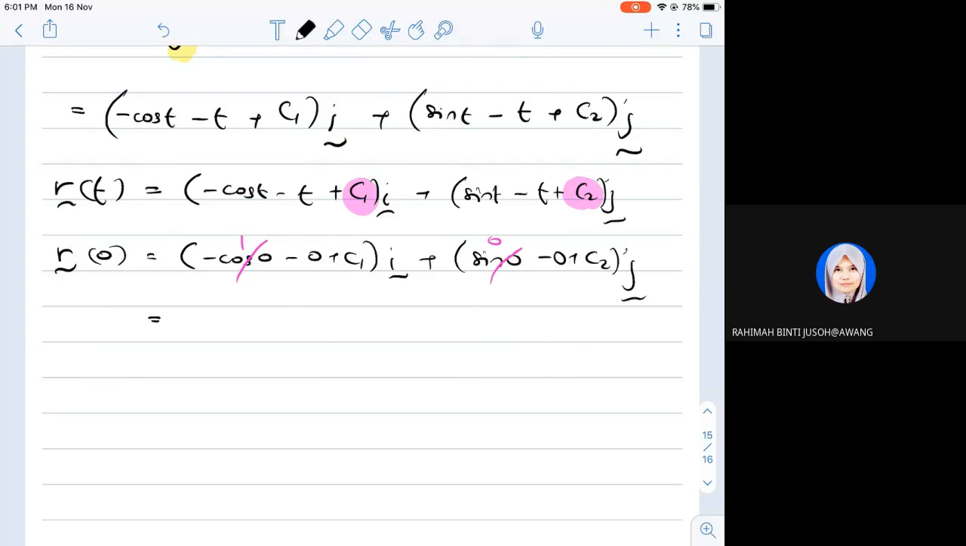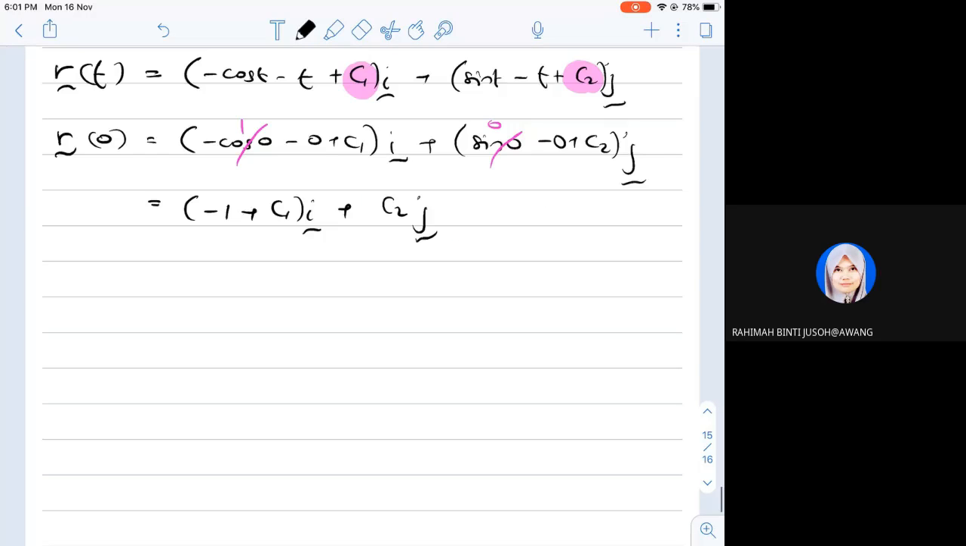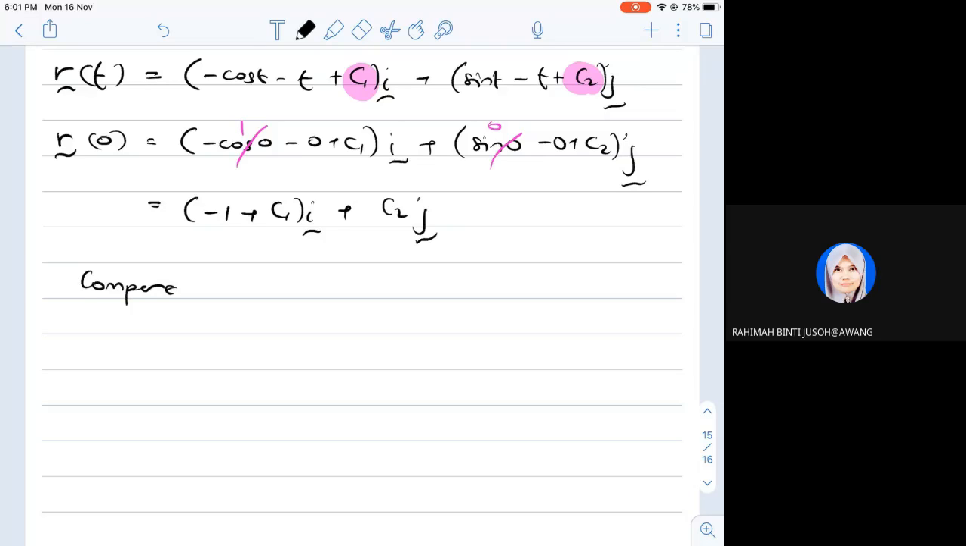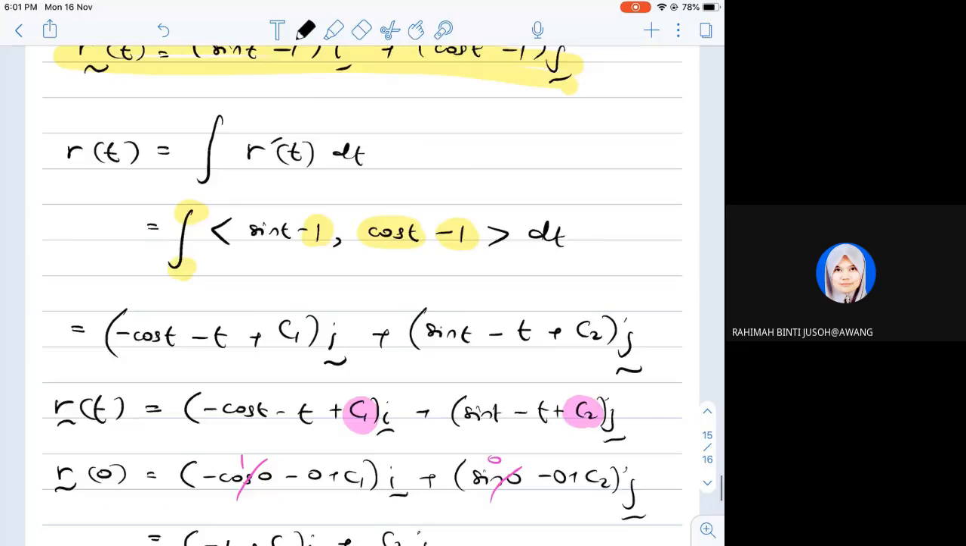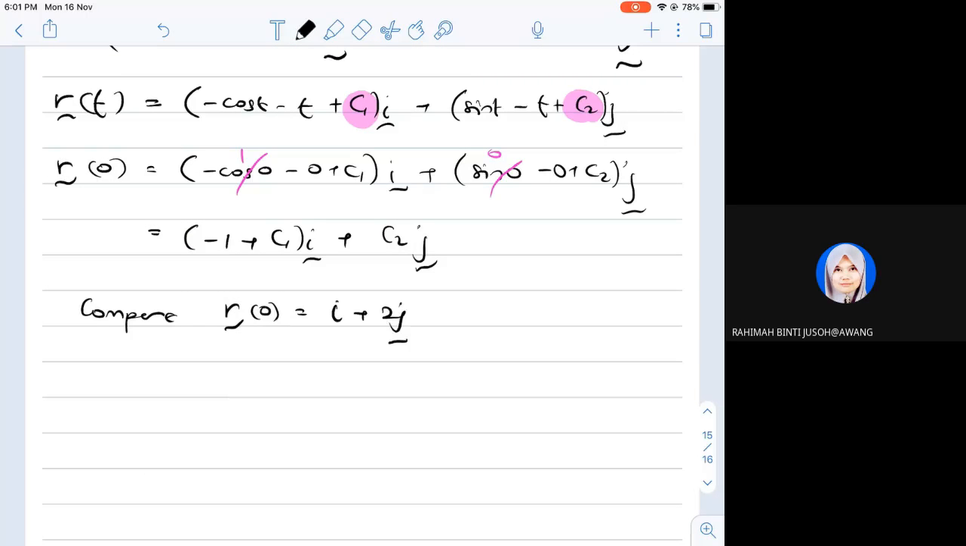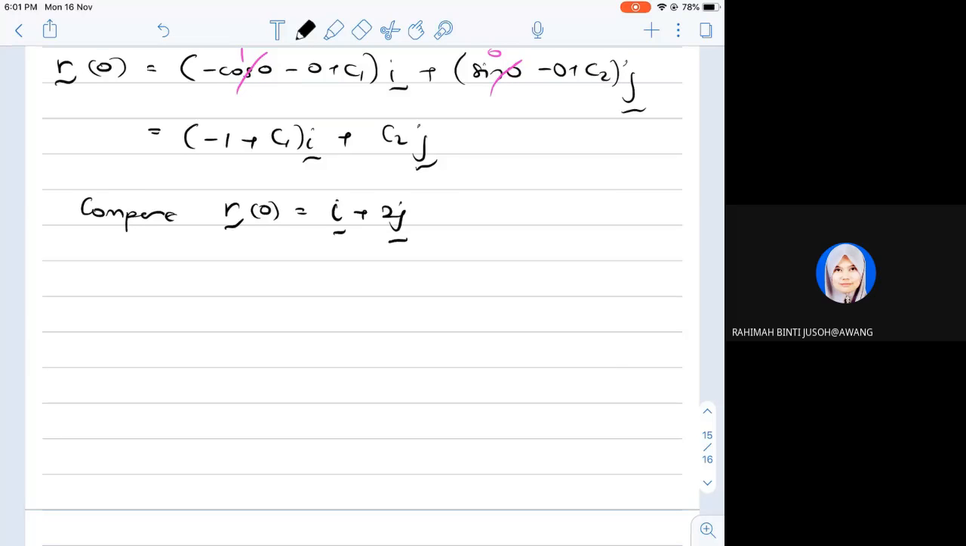So we will have negative 1 plus C1I plus C2J. Okay, so we need to compare with the given condition. You have R0 equals to apa tadi kat atas tu? I plus 2J kan? I plus 2J. Alright, so jom kita compare. Ni. I dengan I. So negative 1 plus C1 equals to 1. Therefore, C1 equals to 2. And then komponen J, kita ada C2 dengan 2. So yes, C2 equals to 2.